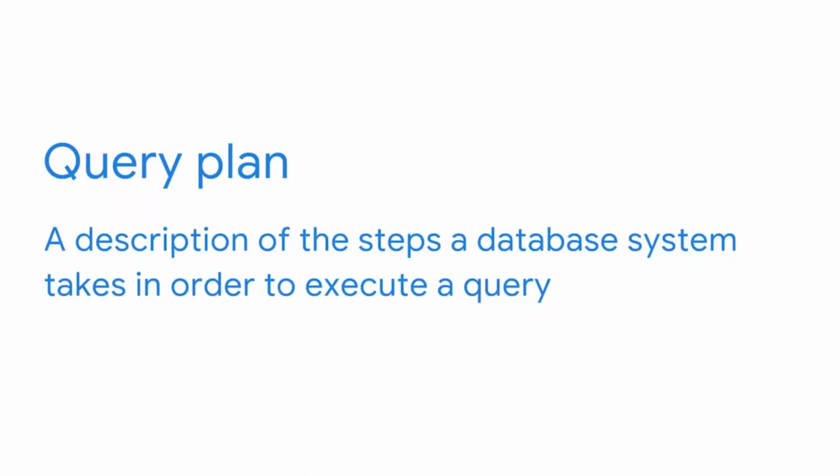In a relational database system that uses SQL, a query plan is a description of the steps the database system takes in order to execute a query. As you've learned, a query tells the system what to do, but not necessarily how to do it. So the query plan is the how. If queries are running slowly, checking the query plan to find out if there are steps causing more drag than necessary can be helpful.